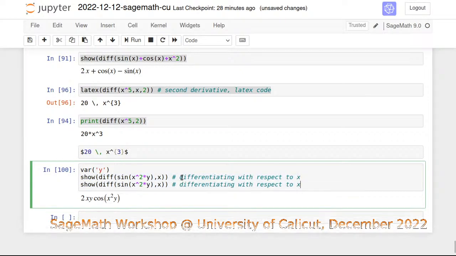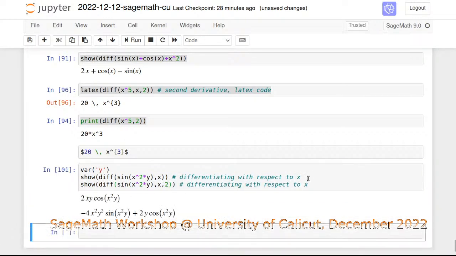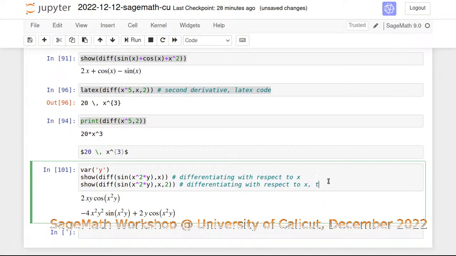Now, in fact, you can differentiate it multiple times. Differentiate with respect to x 2 times. That's also possible. Second order derivative. So updating the Google document, done.